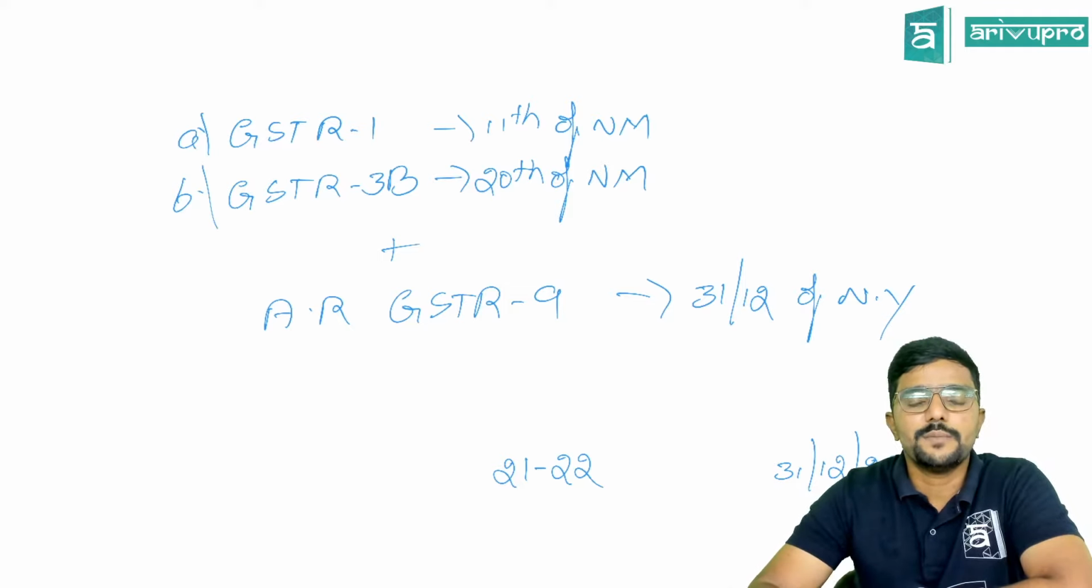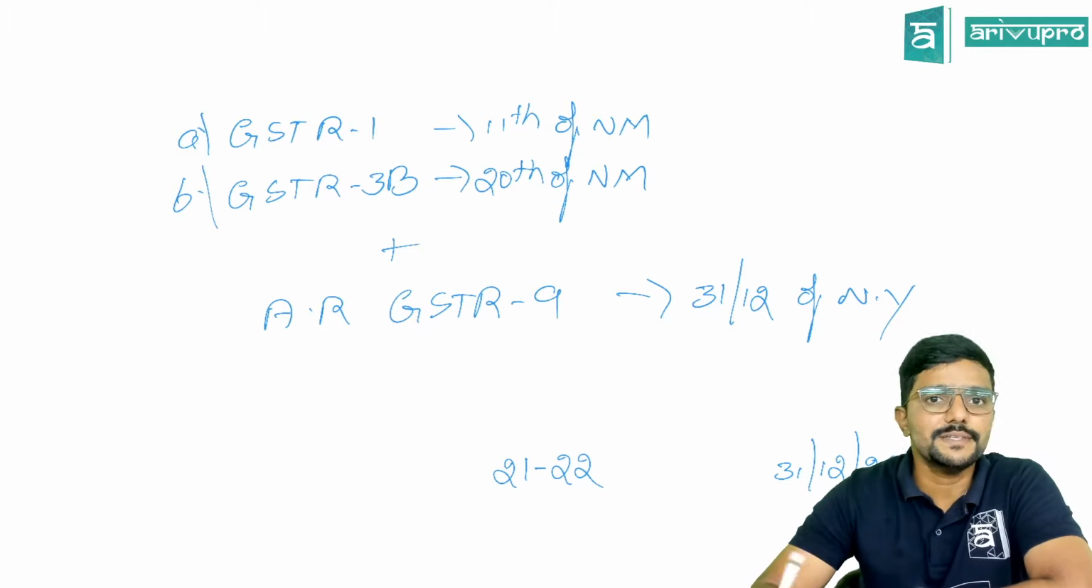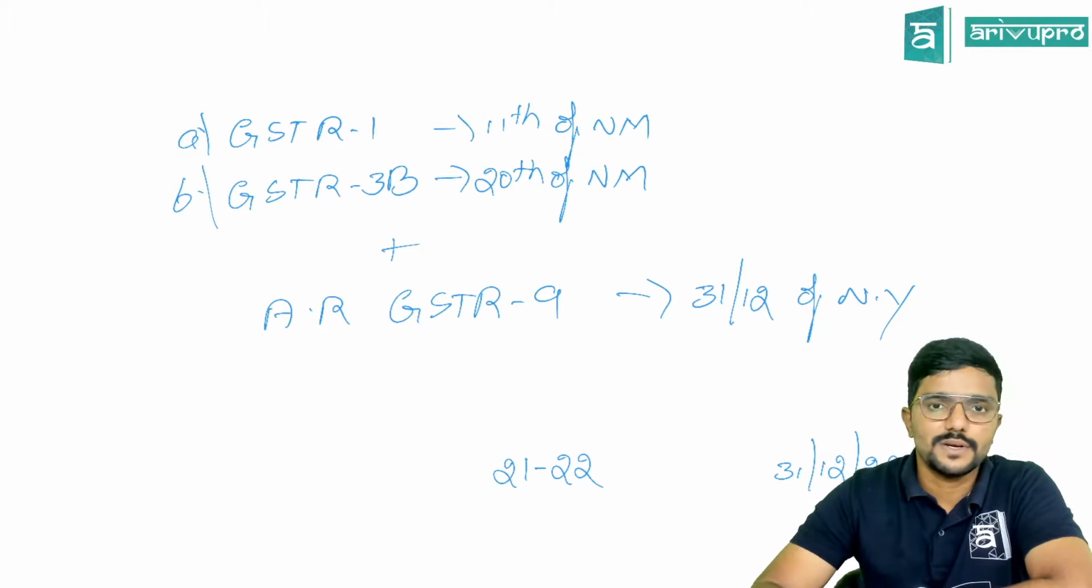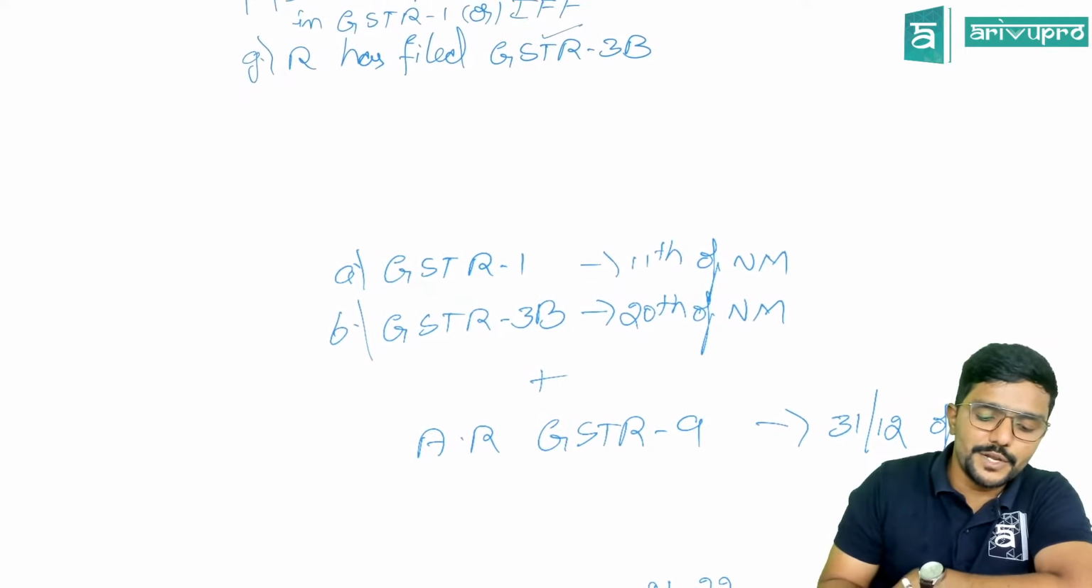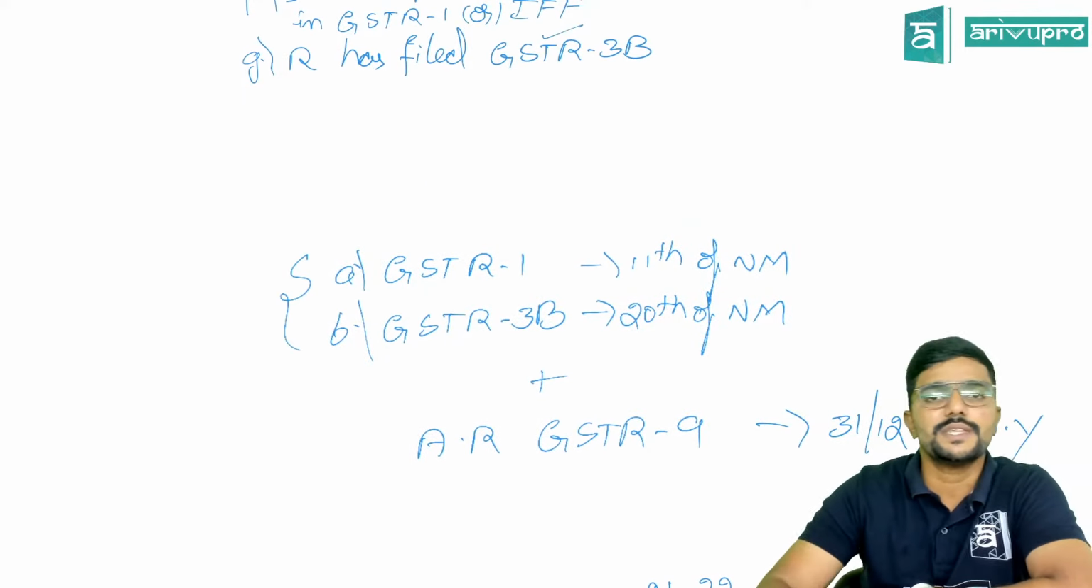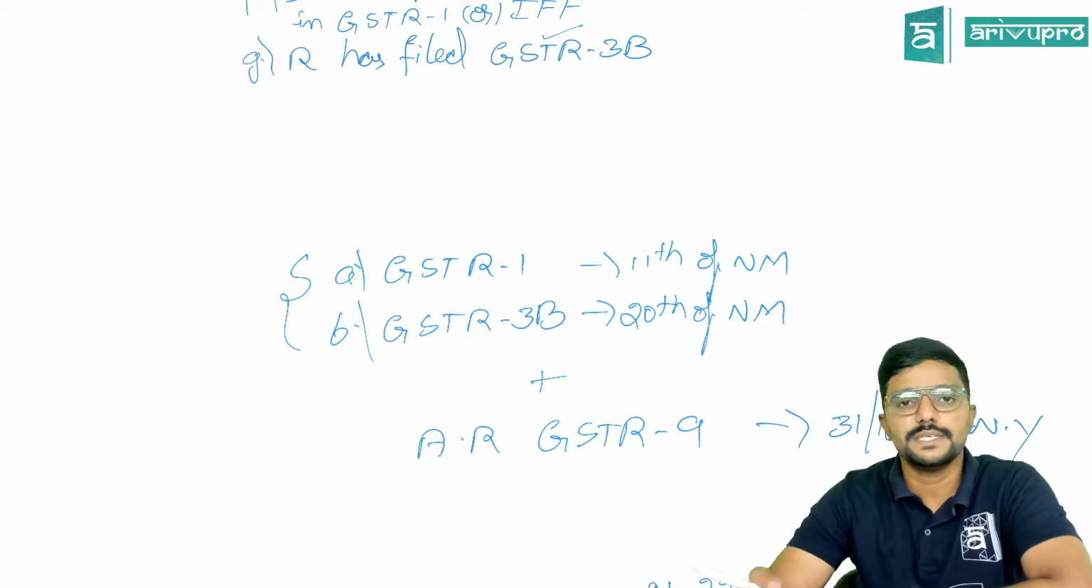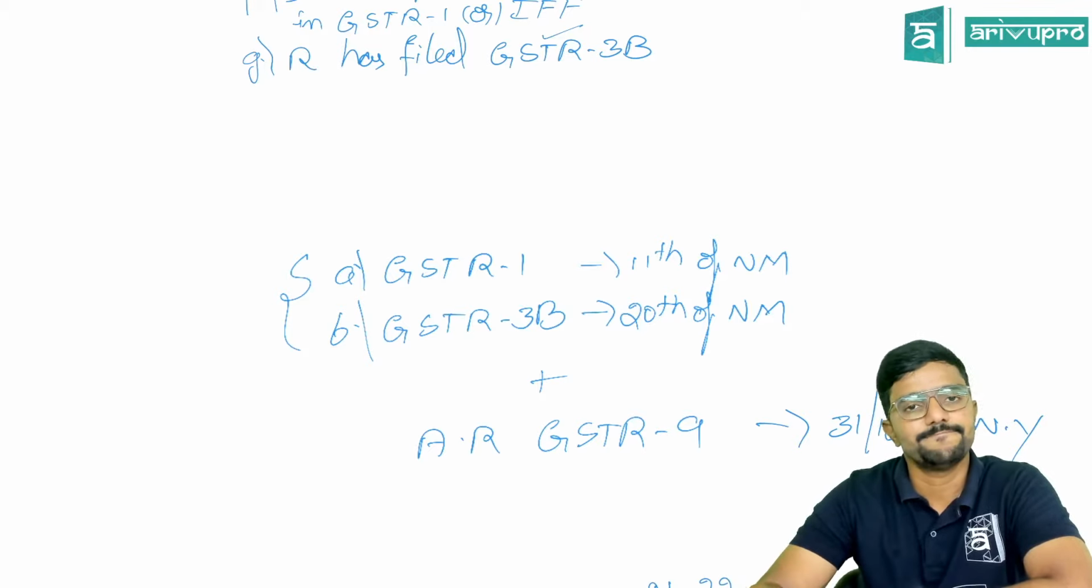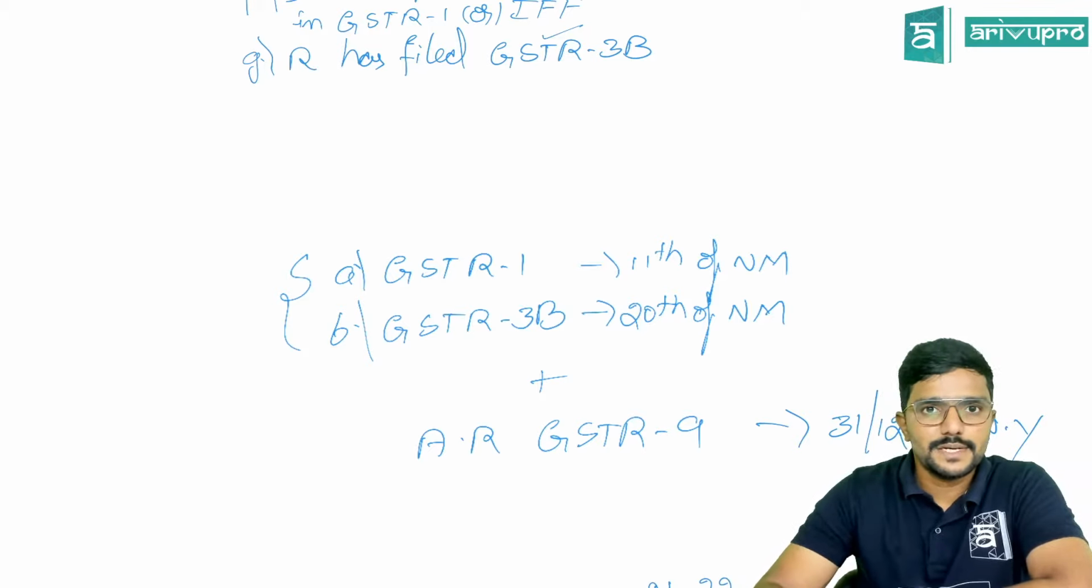Clear? So every person who is registered under the normal scheme, that is section 9, has to file totally 3 returns: 2 monthly returns and 1 annual return, guys. Clear? And if they have opted for the QRMP scheme, GSTR 1 and 3B will be filed quarterly and GSTR 9 will be filed annually only. Is that clear? I will repeat, guys.